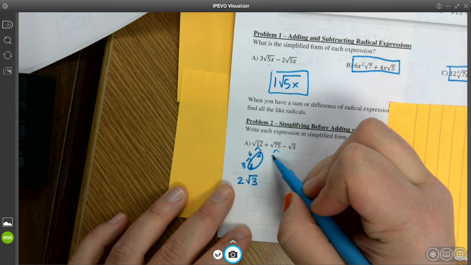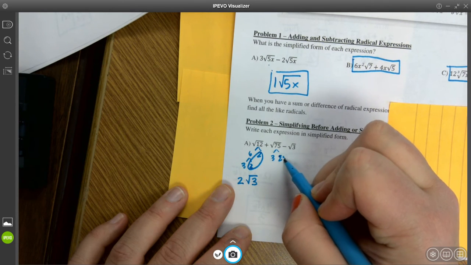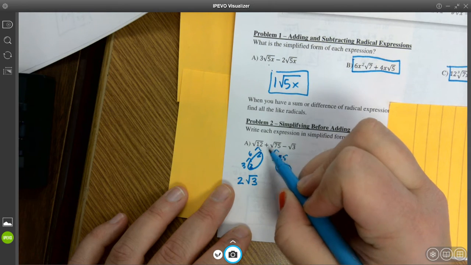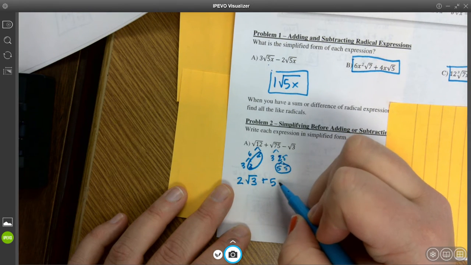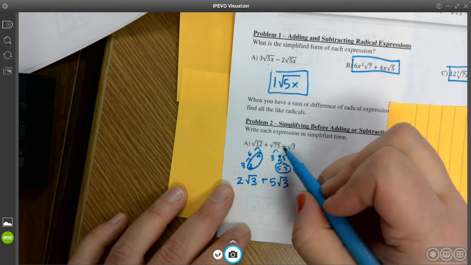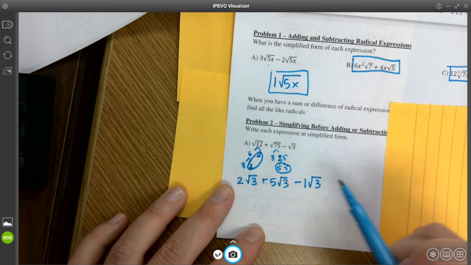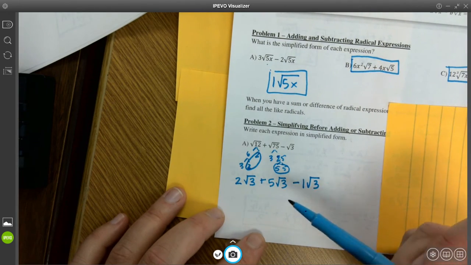75 is the same thing as 3 times 25. And then we have 5 times 5. Oh, so here's my pair of 5's. It's still adding. So the 5 comes out, and this 3 is left inside. So square root 3. And then subtraction. A lot of people forget this right there. I'm going to put a 1 right there just because some people forget.